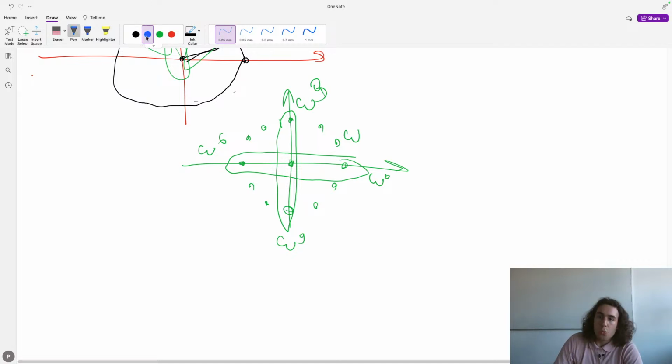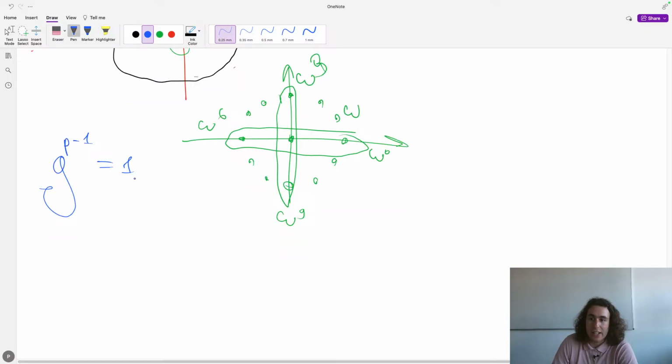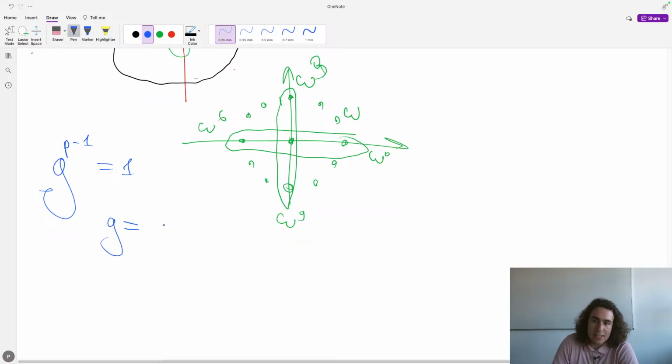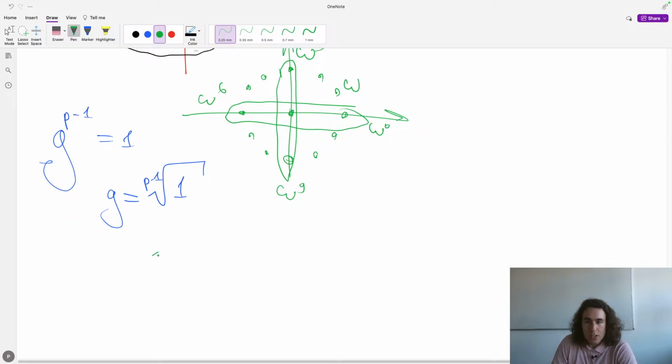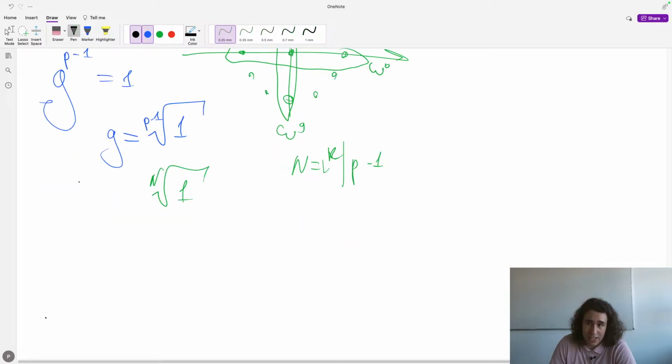So we have g to the p minus 1 is equal to 1. This is the solution. g is basically the (p minus 1)th root of 1. And we need roots of the nth power, where n is a power of 2 that divides p minus 1. This is pretty easy, right? We just take g to the power of (p minus 1) over 2 to the k.